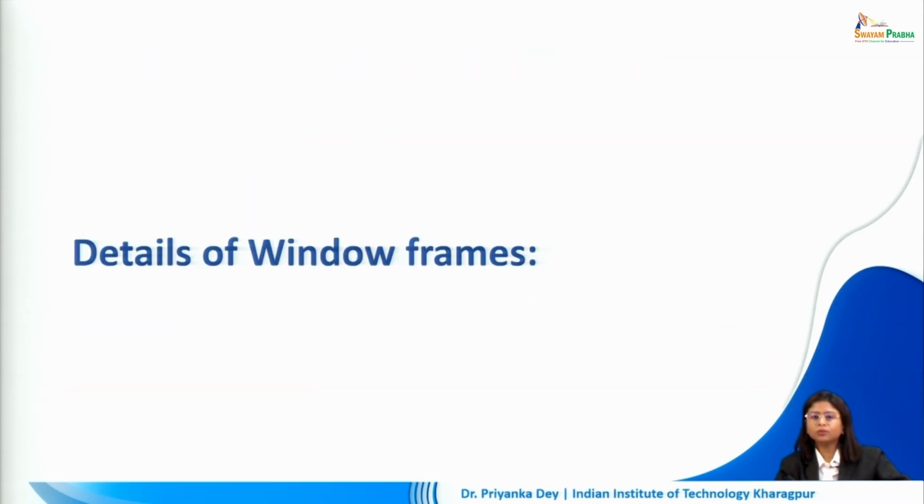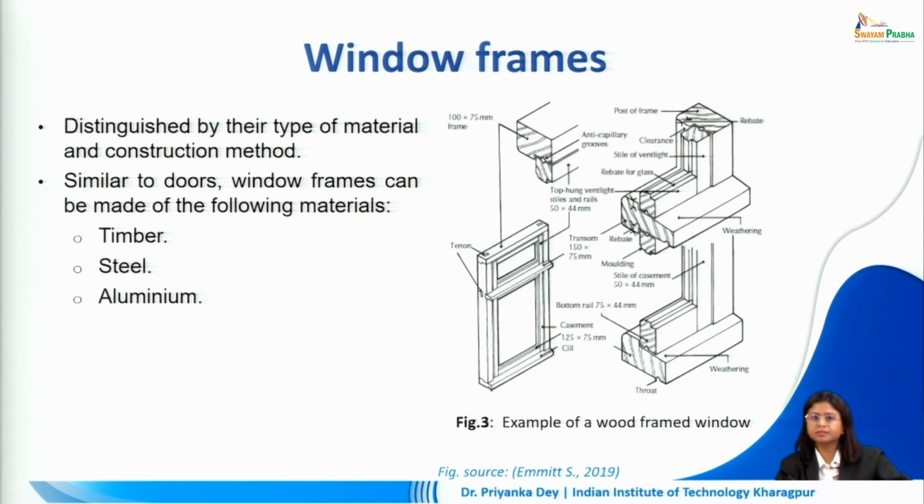Let's now take a look at details of window frames. They are distinguished by the type of material and construction method that we use. We can go for timber window frames, steel or aluminium sections. So this is an example of timber wooden frame. We can see how there is a rebate created in this wooden member to receive the glass for the glazed portion of the window.